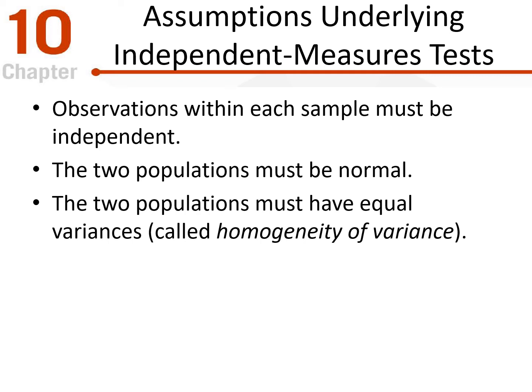So they're independent. The two populations must be normal. This is guaranteed under the central limit theorem. So if you have 30 or more people in each sample, you are guaranteed a normal sampling distribution. So that's not a problem. If you have less than 30, then you want to make sure that the samples are drawn from are normal.